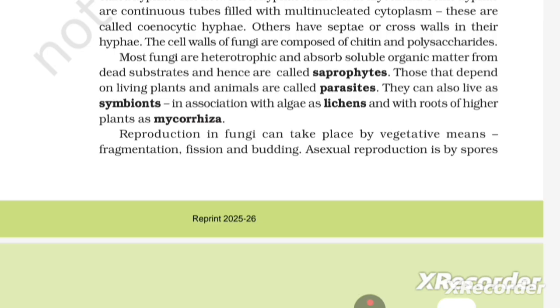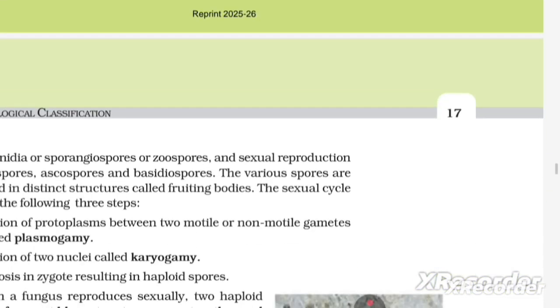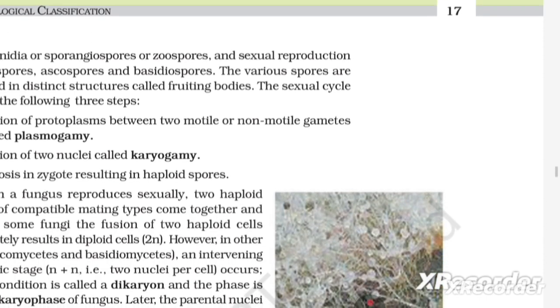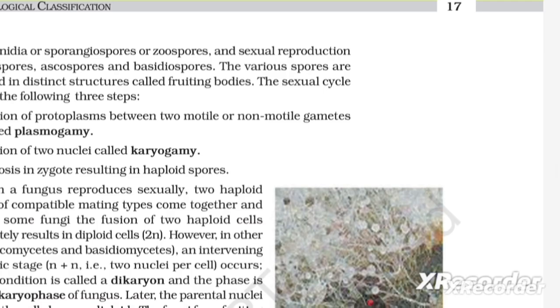Asexual reproduction is by spores called conidia, sporangiospores or zoospores, and sexual reproduction is by oospores, ascospores and basidiospores. The various spores are produced in distinct structures called fruiting bodies. The sexual cycle involves three steps. First, fusion of protoplasm between two motile or non-motile gametes, called plasmogamy. Second, fusion of two nuclei, called karyogamy. Third, meiosis in the zygote resulting in haploid spores.